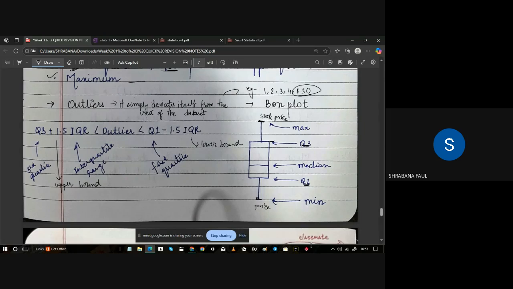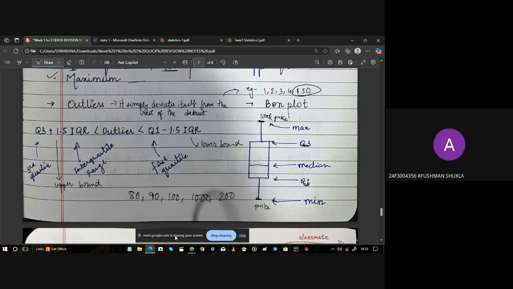Just for example, I give you an example. 80, 90, 100, 1000, 200, just for example say. What is the outlier here? Can anyone say?